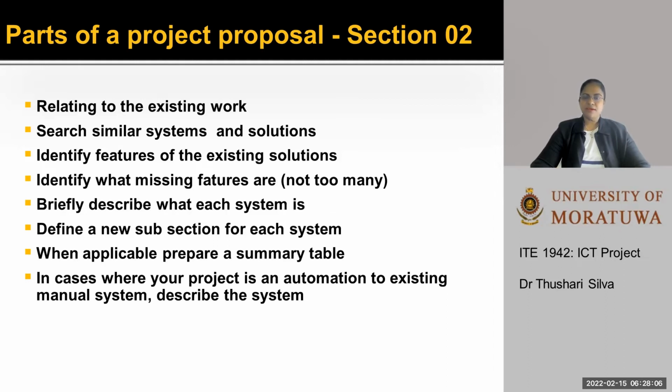Remember that you may not be able to find any solution if you are going to develop a new solution for a problem that has not been solved before, but it is in the current practice. Current practice will be the manual process in that situation. So when you have a manual system, you need to describe the features of the manual system and the drawbacks of it. That is how you need to organize this section too. That is called the related work section.